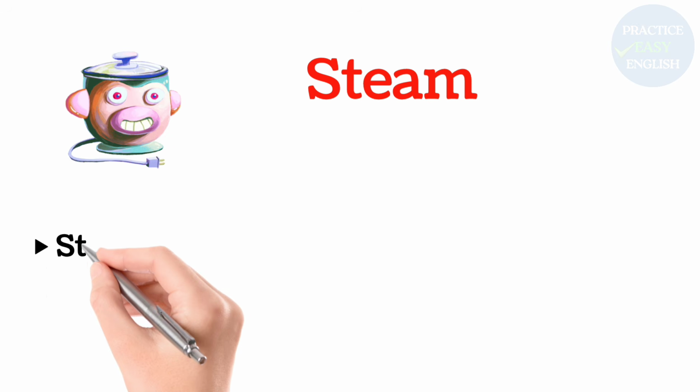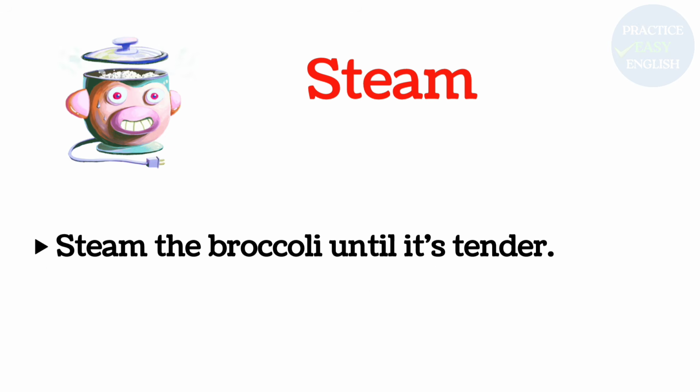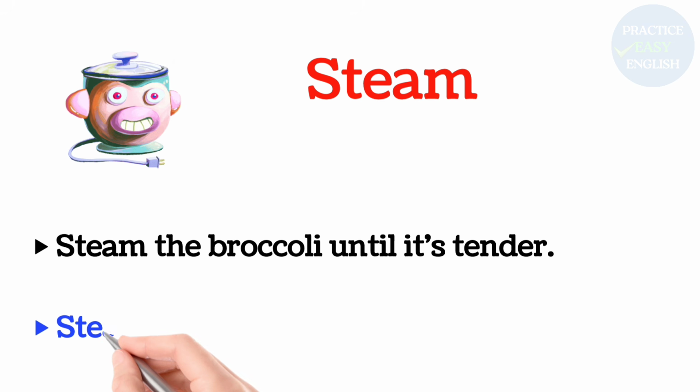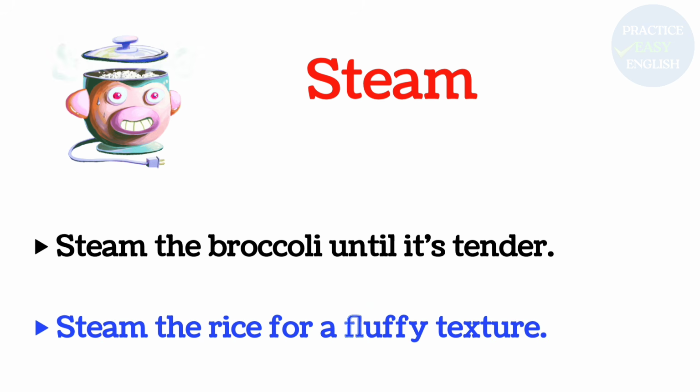Steam. Steam the broccoli until it's tender. Steam the rice for a fluffy texture.